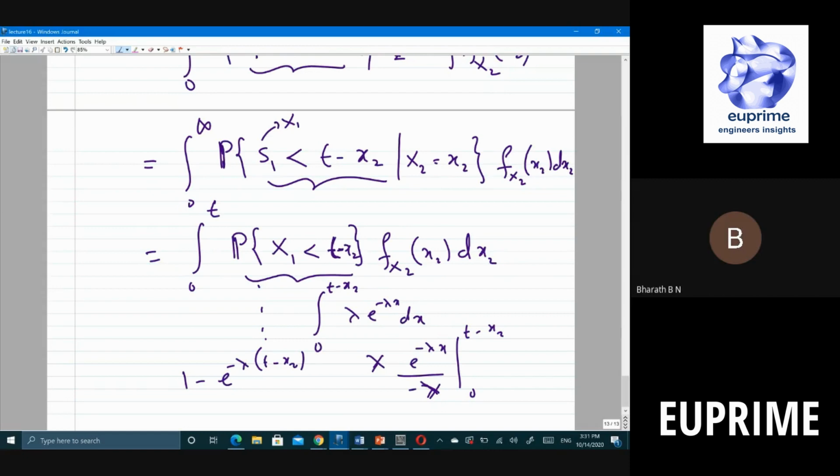And you have similarly 1 minus this, right? You have to substitute this here. What is this? This is lambda e power minus lambda x2, right? And then multiply and integrate. This is nothing but convolution.